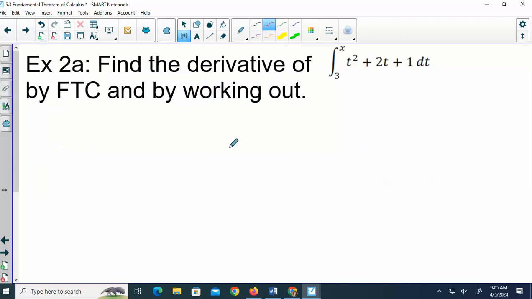Not something we're going to use a ton of, but it does have important implications later on, so we can't just skip over it. Okay, so if I ask you to find the derivative of this, we're going to do it 2 different ways.